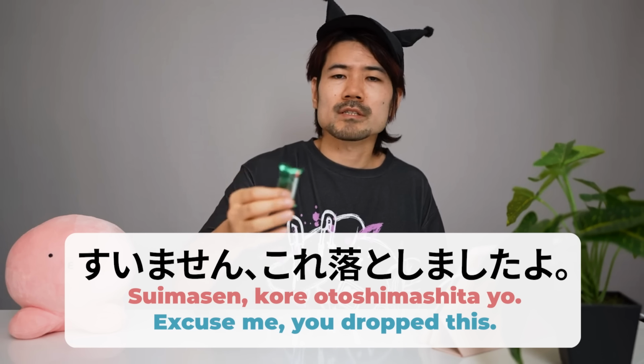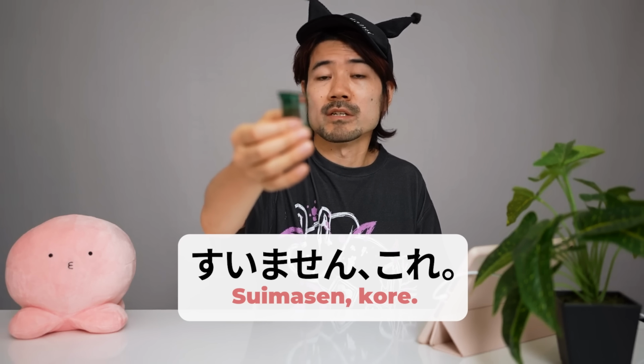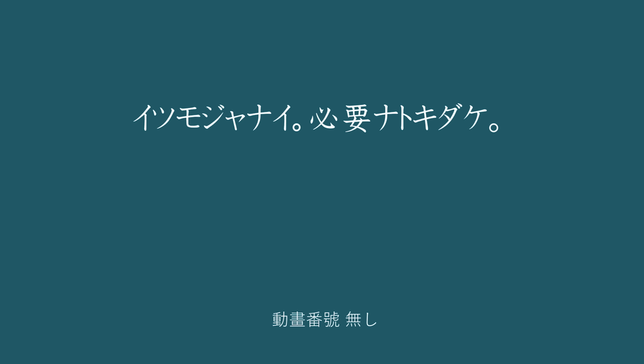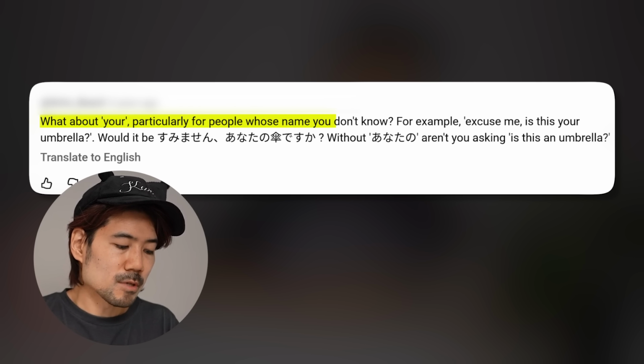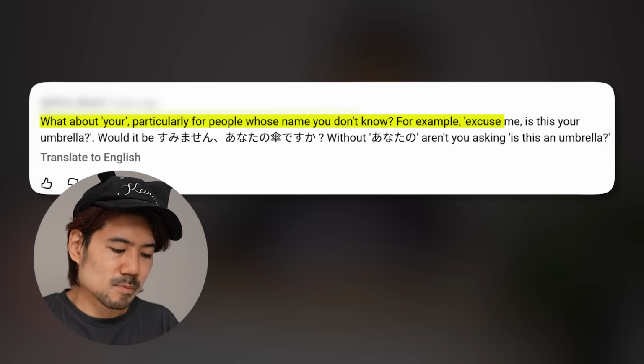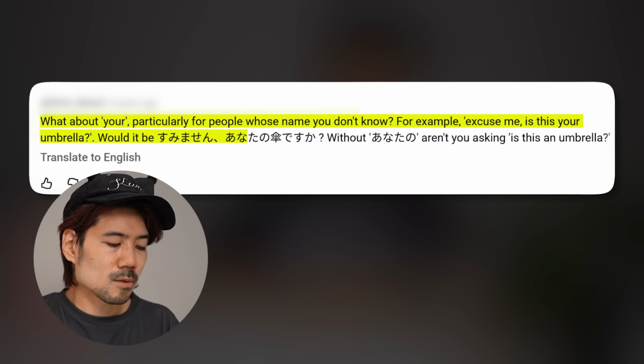And actually, you can just say, すいません、これ, and stop there, which is pretty common in daily conversation. In Japanese, you don't always have to finish your sentence. You only have to when you have to. What about yo? Particularly for people whose name you don't know. For example, excuse me, is this your umbrella? Would it be すみません、あなたの傘ですか?